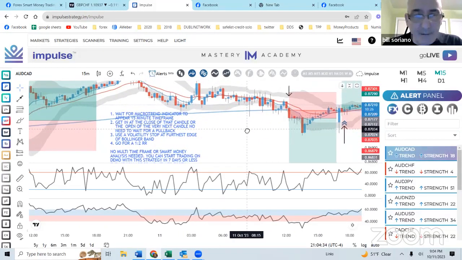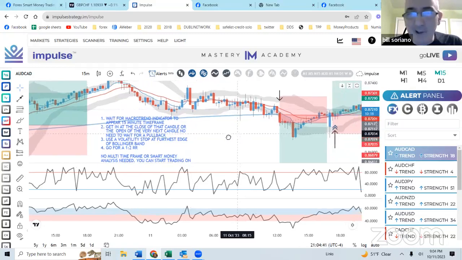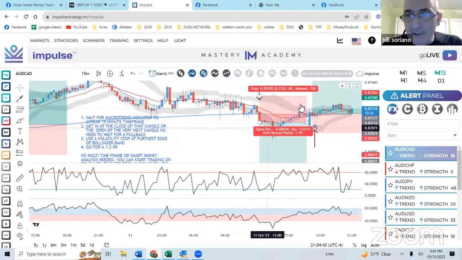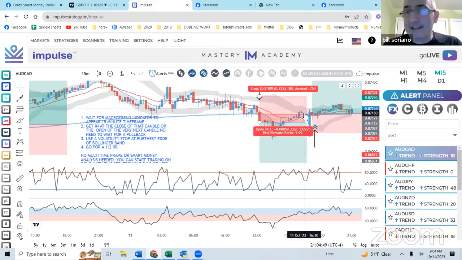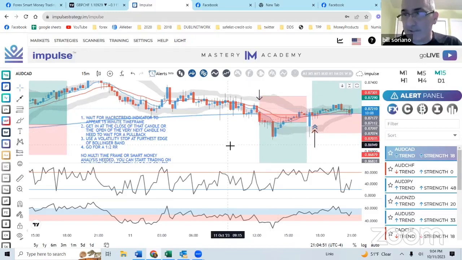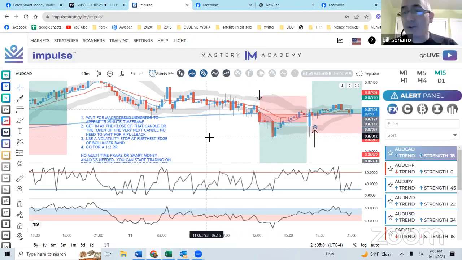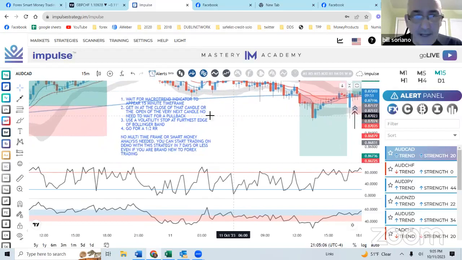So wait for that indicator to appear on the 15-minute time frame. We get in at the close of that candle or the open of the very next candle. Again, there's no need to wait for a pullback. I know the educators are teaching to wait for a pullback and then wait for a trend line break of structure. For this test, I'm not doing that. I'm just getting in right after that indicator goes off, because I've noticed on every chart that price moves in that direction after the indicator goes off. There's no need to wait for a pullback. That's what we're testing here.